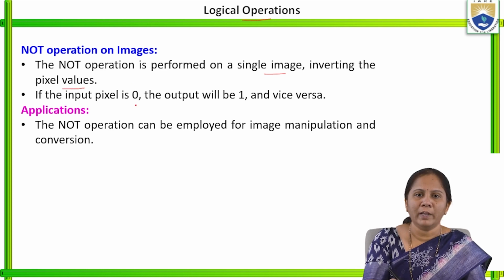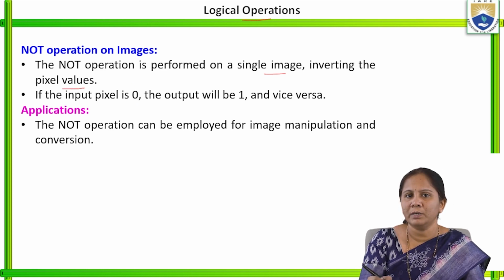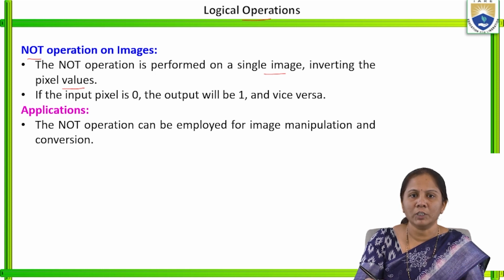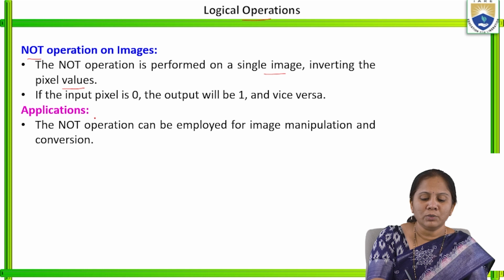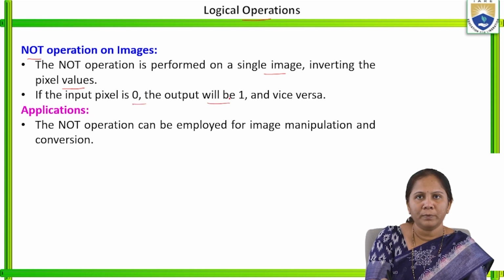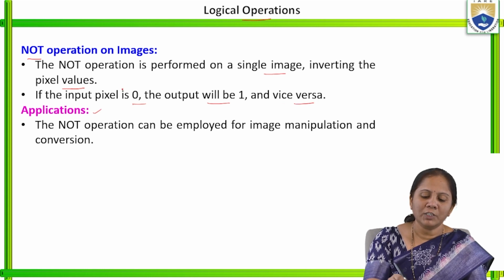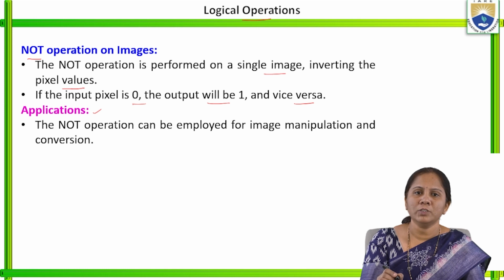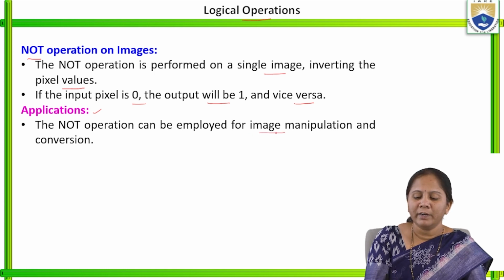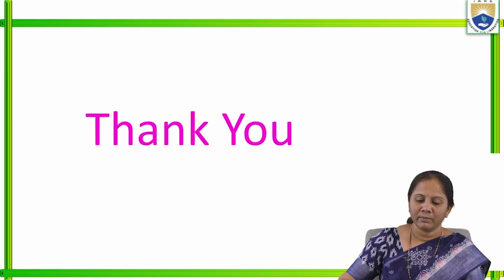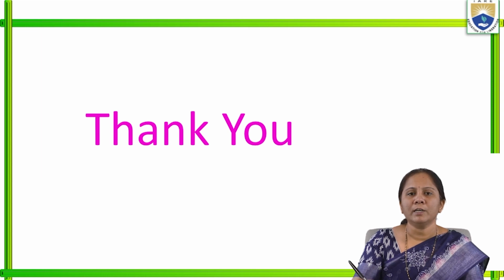This inverts the pixel values. That means the image may consist of different pixel values, represented as 0 or 1. When we perform the NOT operation, 0 will be changed to 1 and 1 will be changed to 0. So if the input value is 0, the output will become 1 and vice versa. This NOT operation can be applied for image manipulation and conversion. So this is all about arithmetic and logical operations on images.